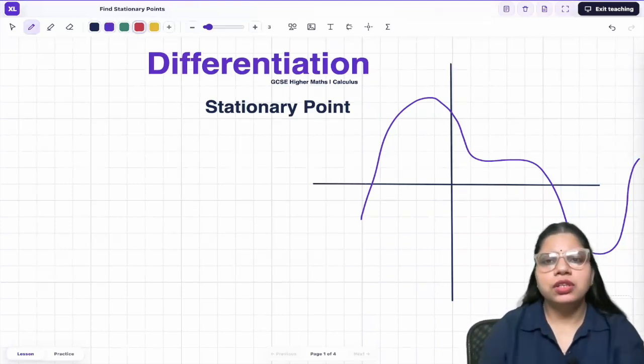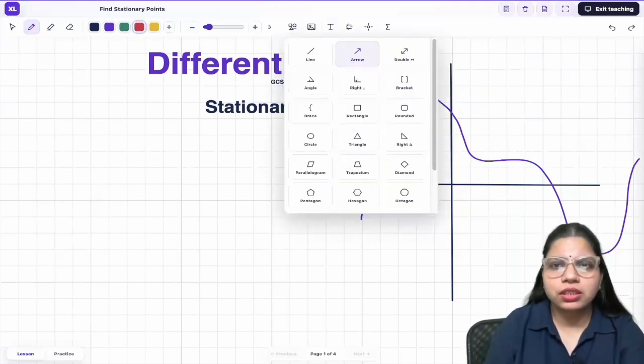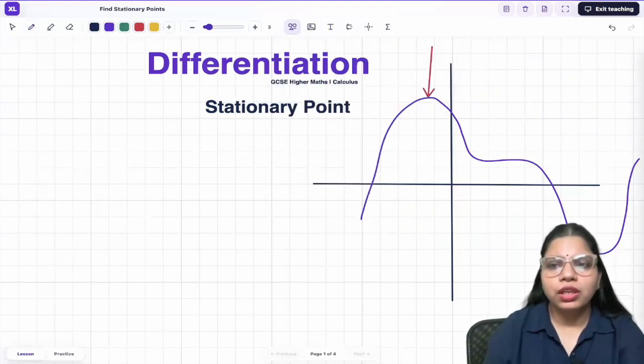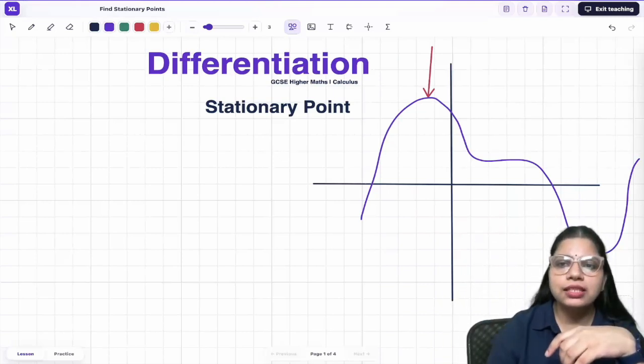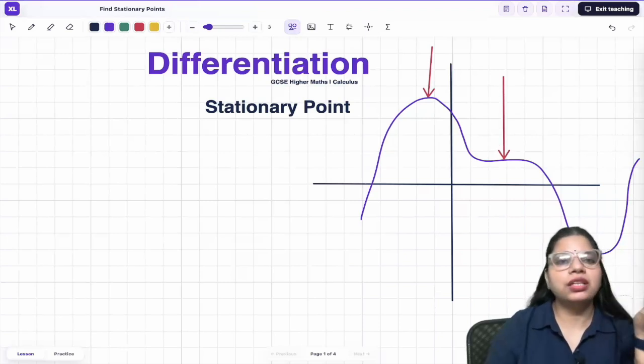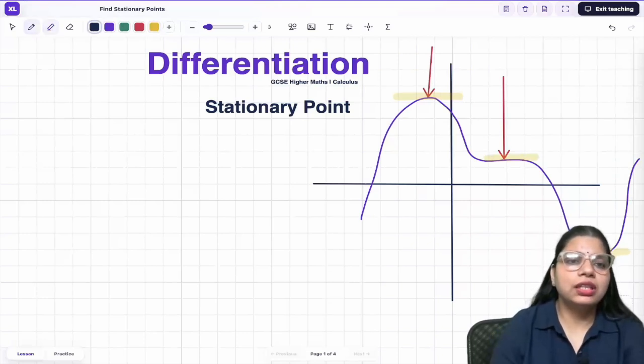Let's look at that. We're going to be getting the gradient zero over here, at this specific point. If I just label here, we will be getting the gradient zero over there because it's turning, and you will be getting a very horizontal line if you draw a tangent. And similarly, we are going to be getting the gradient zero over here. So they are the stationary points. We're going to be labeling this point, this part, and that part, right? They all have the gradient zero. That means dy by dx is zero.